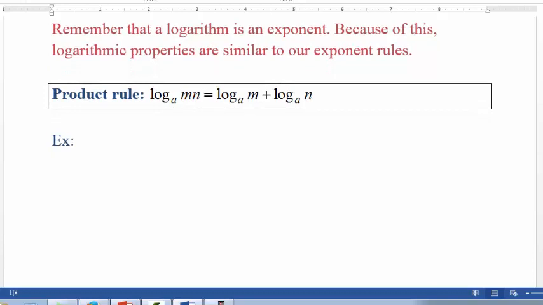All right. So now we get into the other properties, the more substantial properties, which would be the product rule, the quotient rule, and the power rule. Now, all three of them really come from the fact that a logarithm is really an exponent.